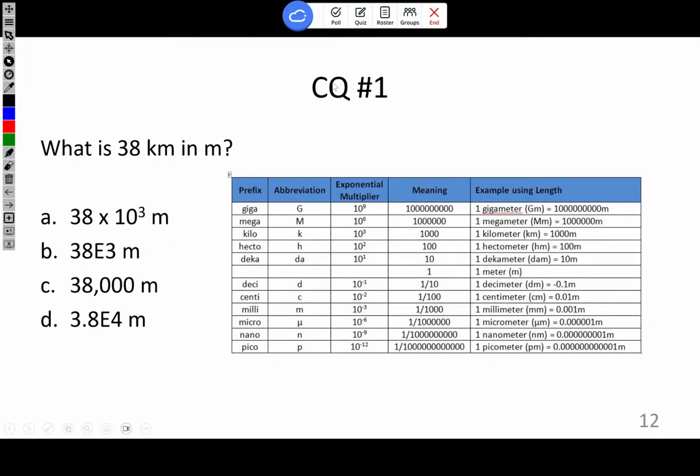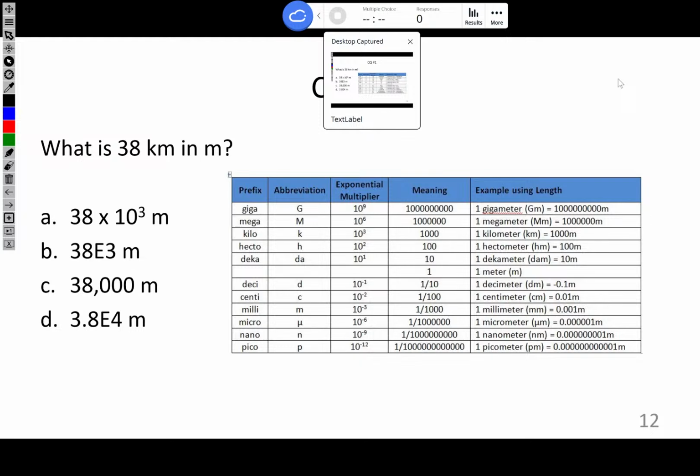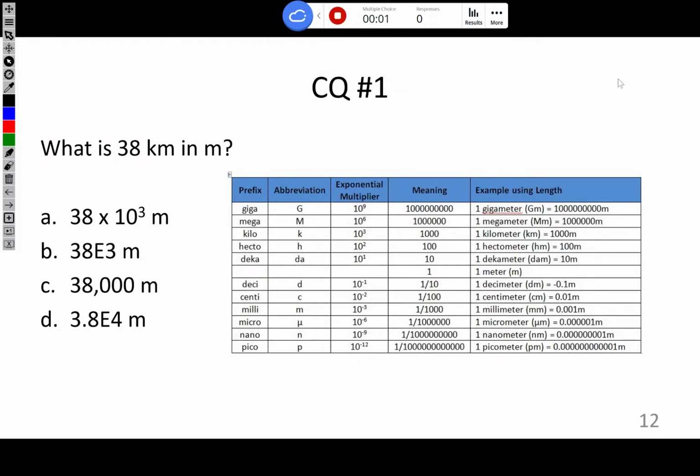First clicker question. What is 38 kilometers in meters? Boom. It's going to send a picture to all your devices. The other benefit of the digital one is it sends a picture to your screen, which is maybe handy if the font's too small for you to read. So, yeah, you got a few moments. Try it out. This is also going to show me how many people have signed up for clickers.